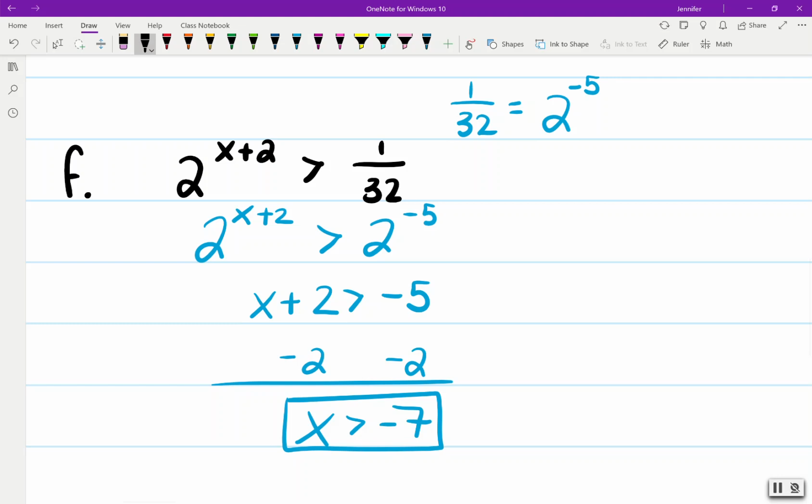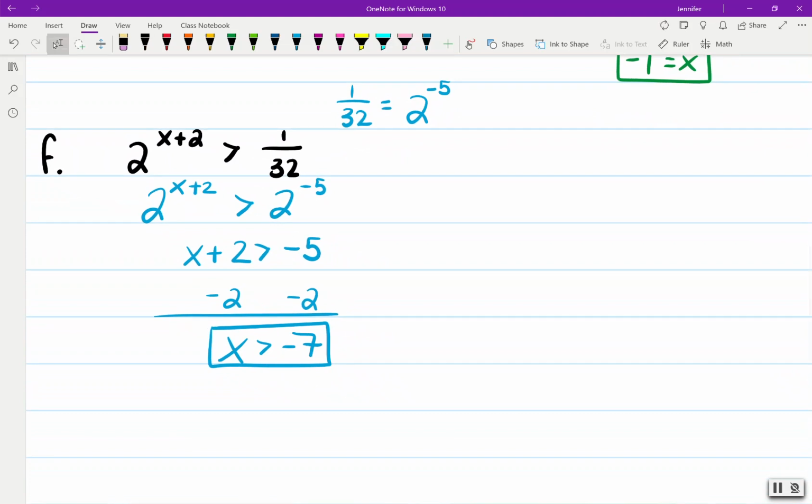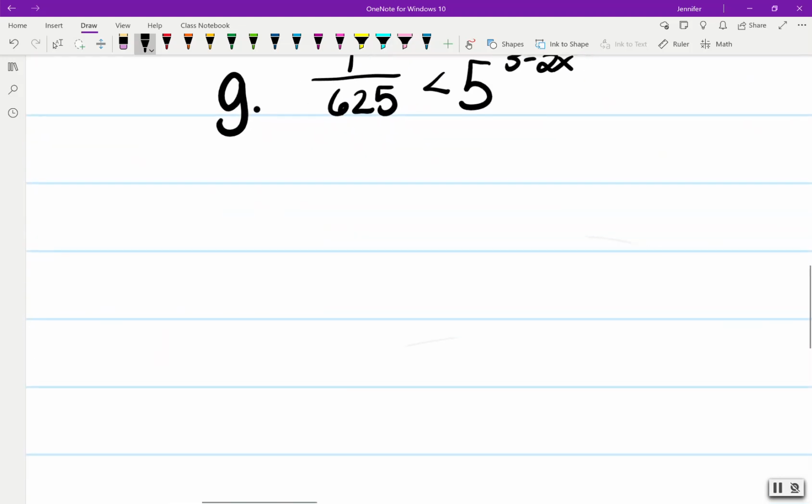Okay, let's practice another fraction problem. So we'll call this A, B, C, D, E, F, G. Example G. We are given 1 over 625 is less than 5 to the power of 3 minus 2x.